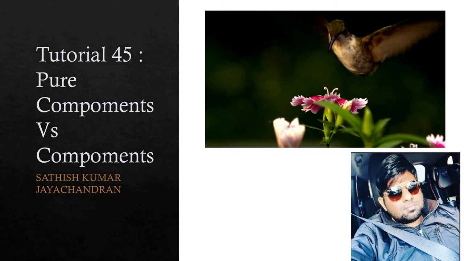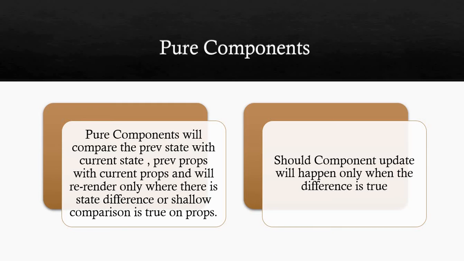So what is happening is, whenever your pure component is being called, that means rendered, whatever the properties are getting rendered, at that time it would check the current state value and the previous state value, or the current property value with the previous property values, and it would do a shallow comparison. What do you mean by shallow comparison? I'll explain in a moment, but this is what it is doing.